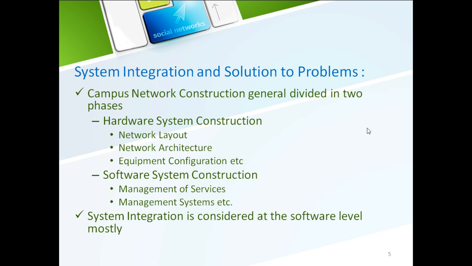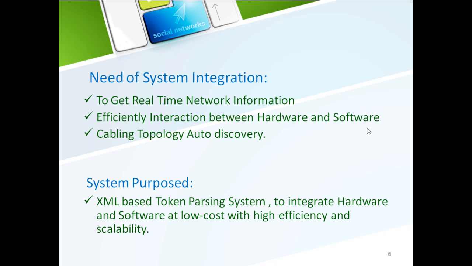Generally, there are two phases of system construction: hardware system construction and software system construction. Hardware system construction includes which network layout you are using, network architecture, and equipment configuration like configuring routers and switches, etc. Software system construction is like management of which services you are providing, like SMTP service or web service or DNS service, and management system services.